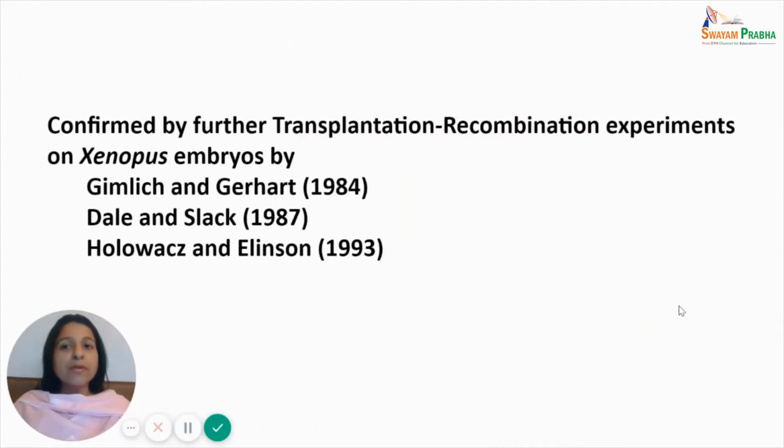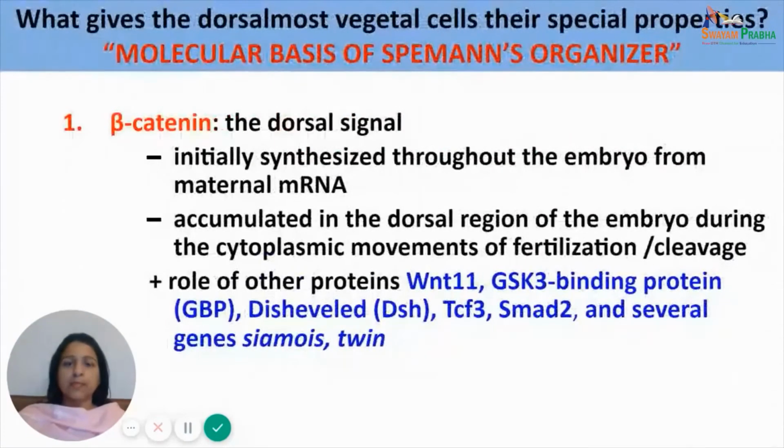This was further confirmed by some other transplantation and recombination experiments done on Xenopus embryos by Gimlich and Gerhart, Dale and Slack, and Holowacz and Elinson. Now, what gives the dorsalmost vegetal cells their special properties? Or what is the molecular basis of Spemann's organizer?